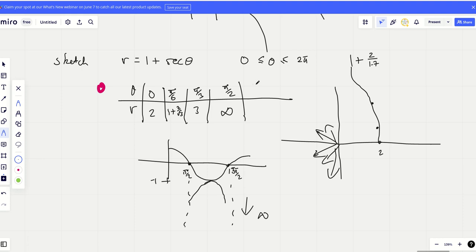Once we get to 3 pi over 2, we're all good. So put a break in your graph there. And at 3 pi over 2, it's going to repeat backwards. If we do the mirror image points, we're going to have the same values for pi over 3, 5 pi over 3, 5 pi over 6, and 2 pi.